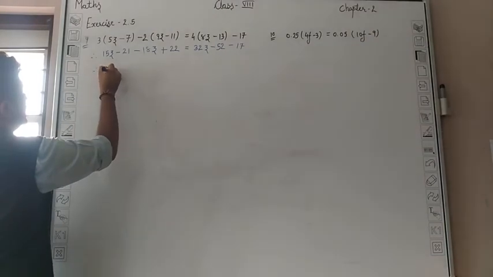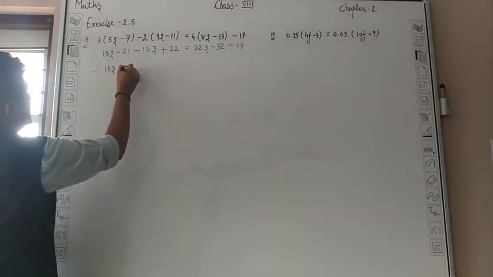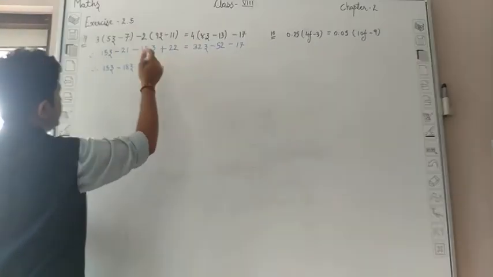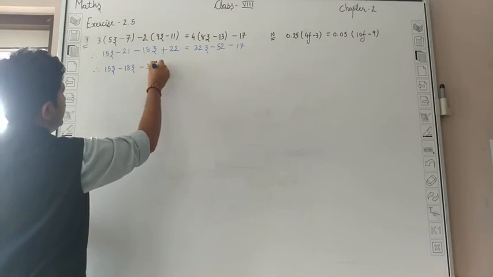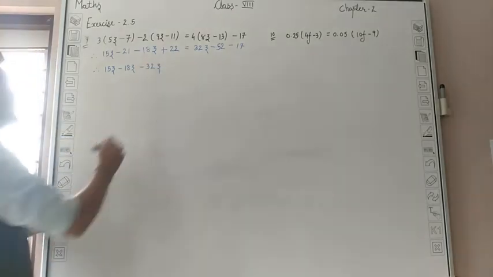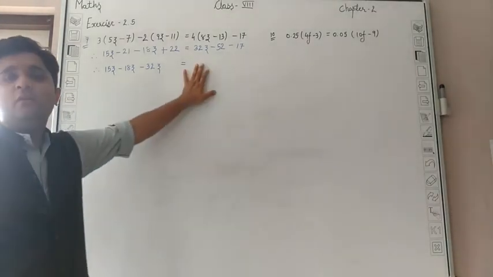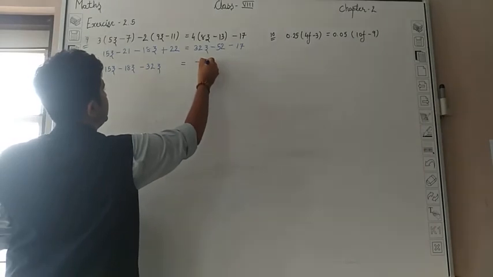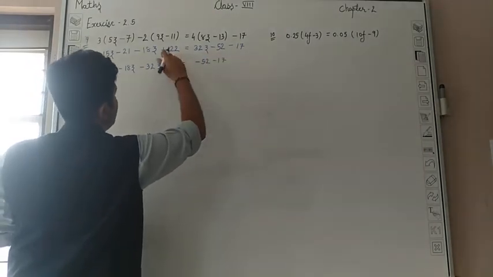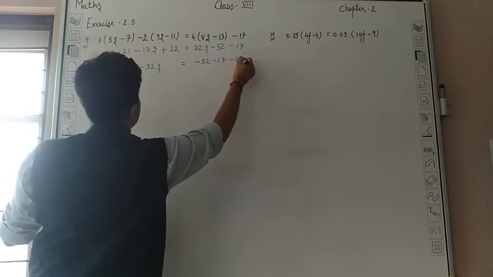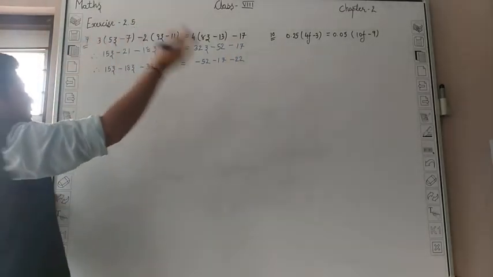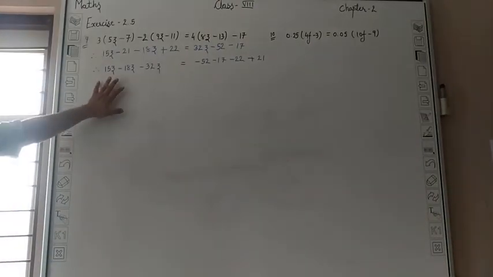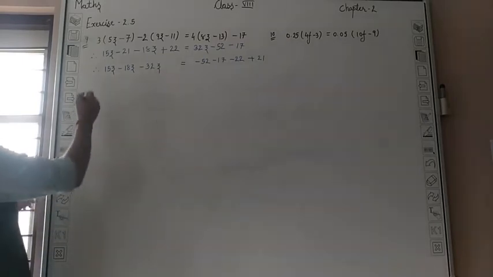Therefore, 15z minus 18z. So this 32z transferred to the left hand side becomes minus 32z. Friends, now let me write down on the right hand side all the terms that are constant. First of all, minus 52 as it is, minus 17 as it is. This 22 transferred to this side becomes minus 22, and this minus 21 goes to this side and becomes plus 21. Now let me simplify this and find the value of z.